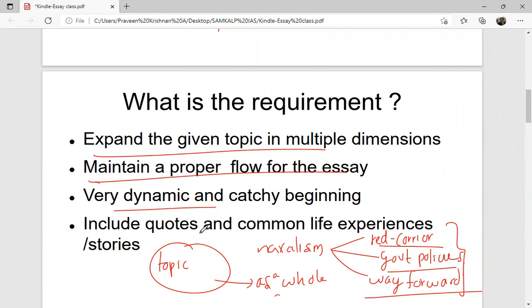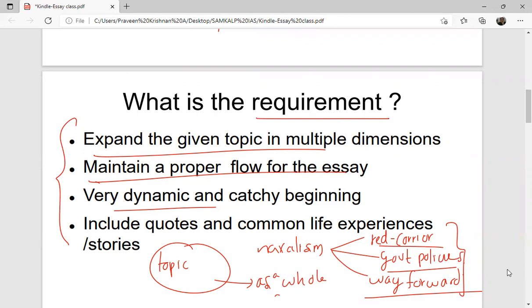Fourth point is that you should be able to include some quotes, some experience of people or common life experience that you observe in the society. All these aspects you have to incorporate in an essay, based on the context of the essay. So this is what I have to generally say about the requirement of an essay topic.